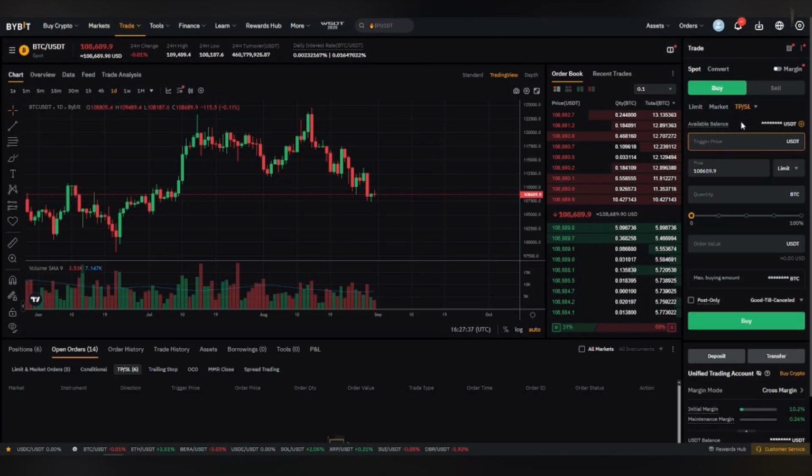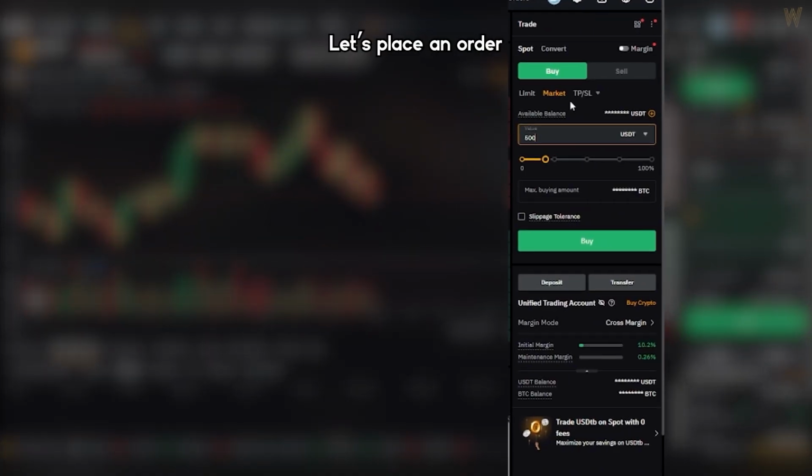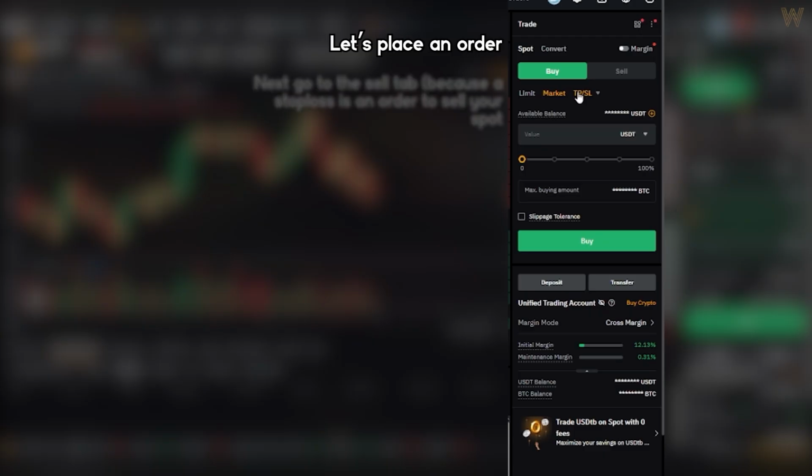Now let's use a trade example. Suppose we buy $500 worth of BTC at market price. We will use a market order like we have reviewed before. We click on buy. Our order has been fulfilled, and we are now in control of $500 worth of Bitcoin that we bought at market price. The next step will be to go to the Sell tab.